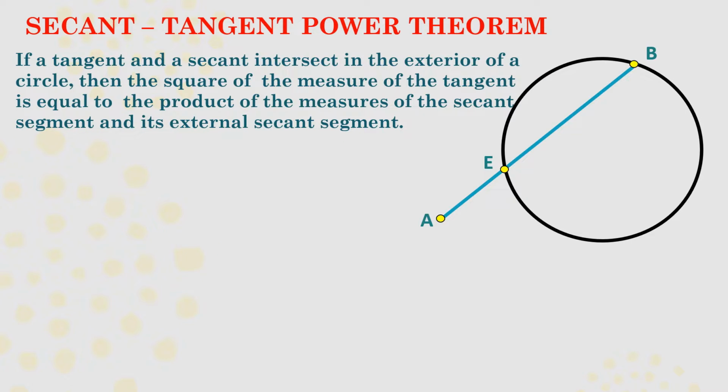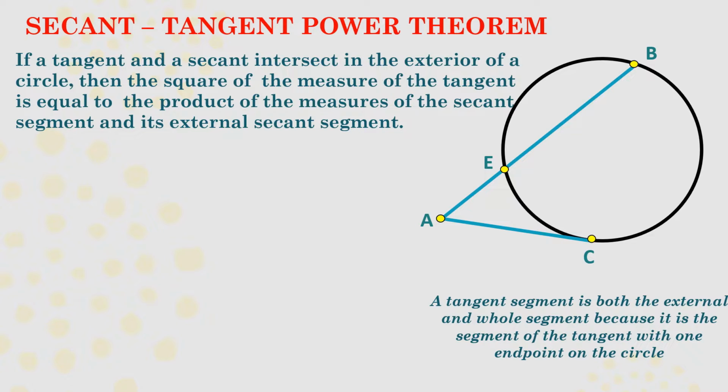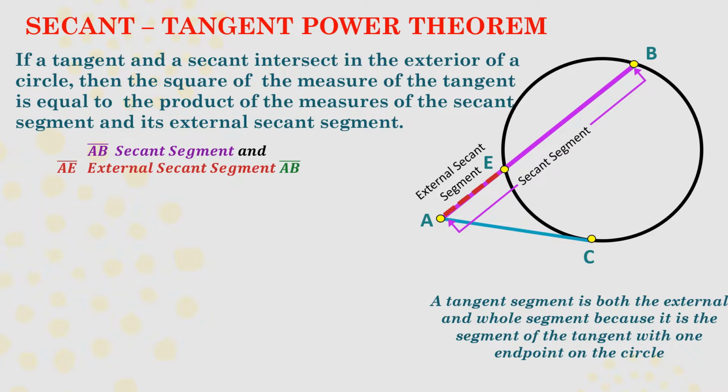Then let's have segment AB as our secant, then segment AC as our tangent segment. A tangent segment is both the external and the whole segment because it is the segment of the tangent with one endpoint on the circle. So in our figure, we already know that AB is our secant segment and AE is the external secant segment of secant AB.